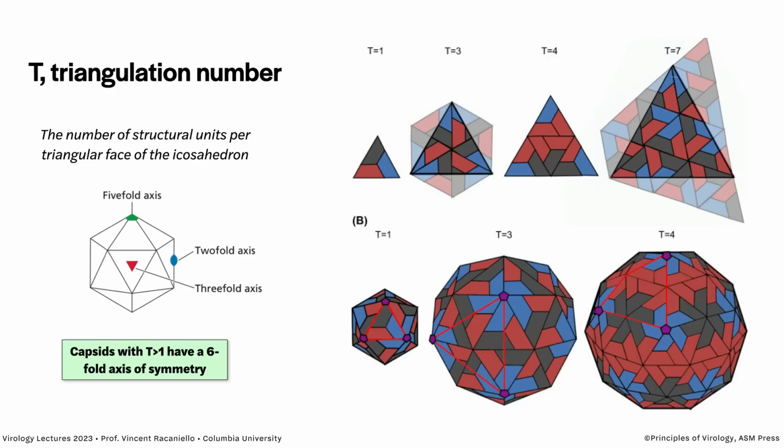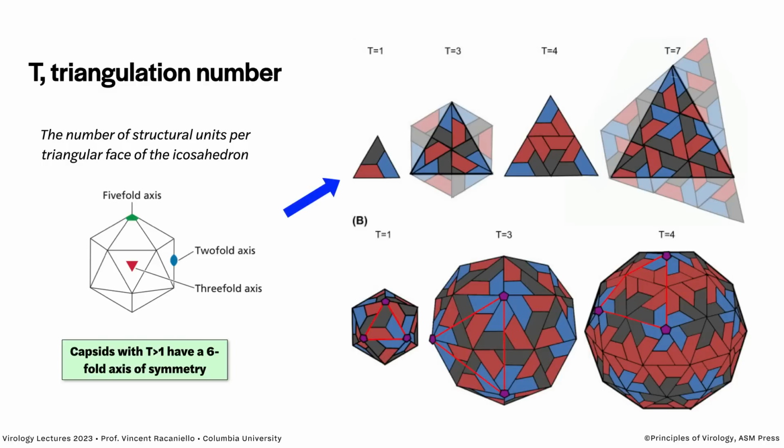So here on the bottom is a schematic of an icosahedron. Remember, it's made up of 20 equilateral triangles. Each of those is the triangular face. So the number of structural units per face is the T number. For example, for T equals 1 virus particles, there is 1 structural unit. And for T equals 1 viruses, that is typically made up of 3 of the same protein.